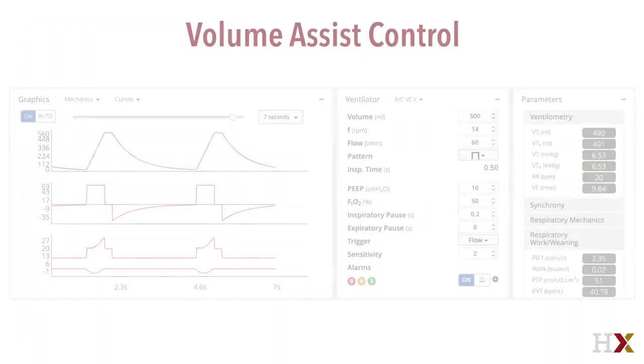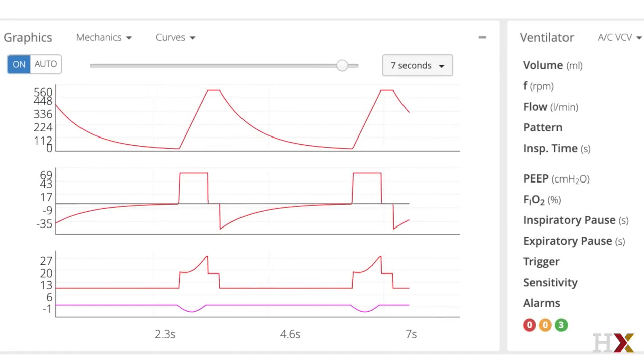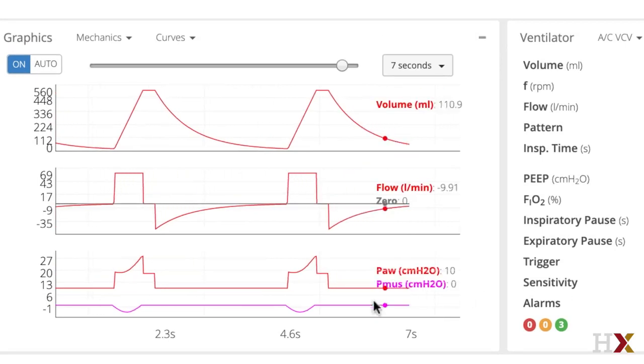Let's first look at volume assist control. I've introduced patient effort into the system. It's represented by this pink line. Every time there's an effort, it decreases. This would represent the pleural pressure or the PMUS that's being generated by the patient. And as you can see, the flow has no indication of effort because flow is held constant.